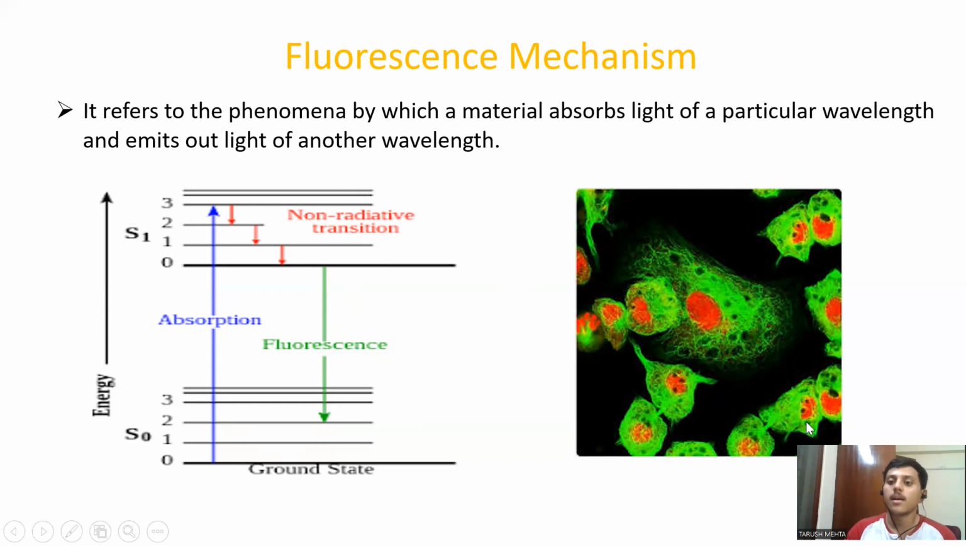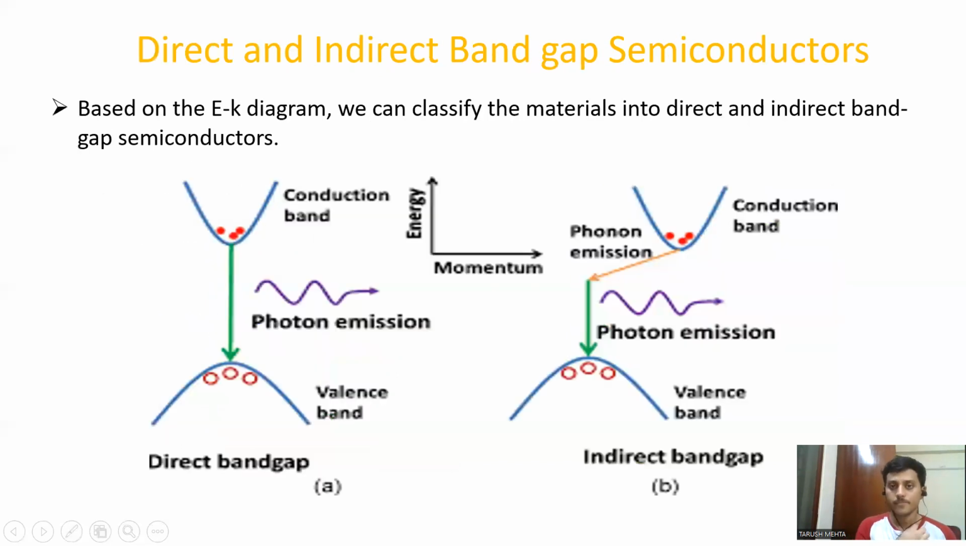Also, many naturally occurring materials like chlorophyll show the property of fluorescence. Now we move to the design of different kinds of optical materials, which can be either optical sources or optical detectors. For their design, we generally make use of semiconductors.